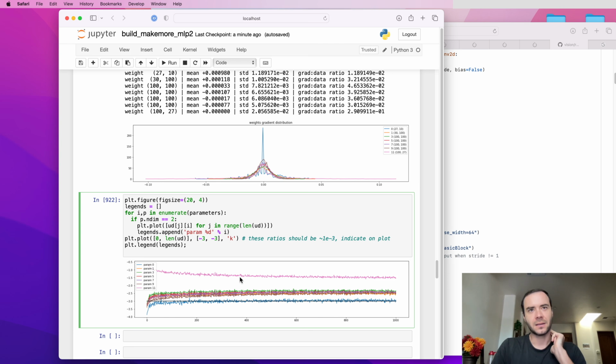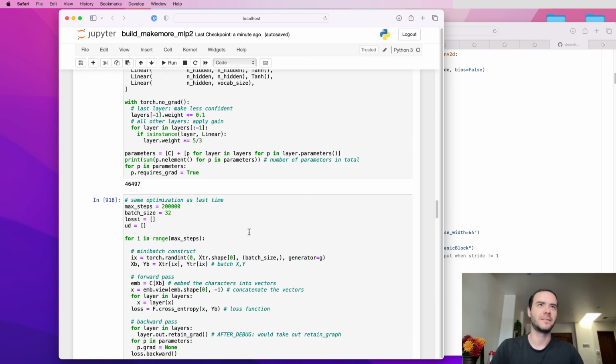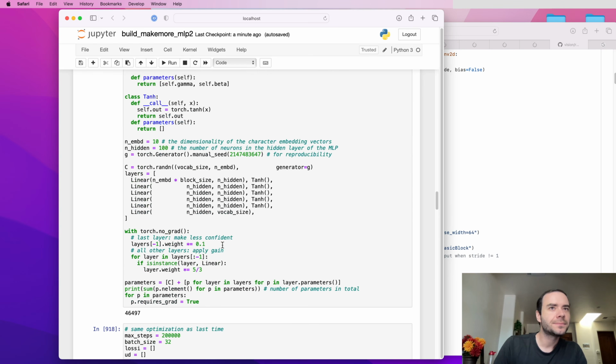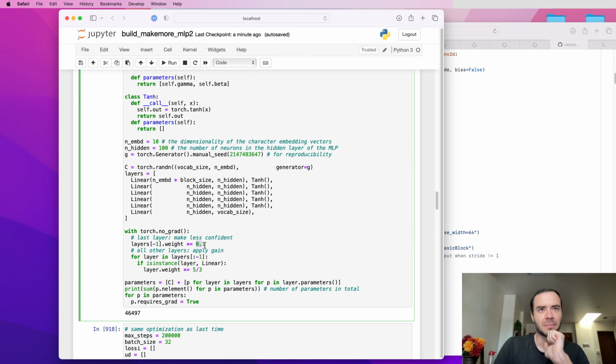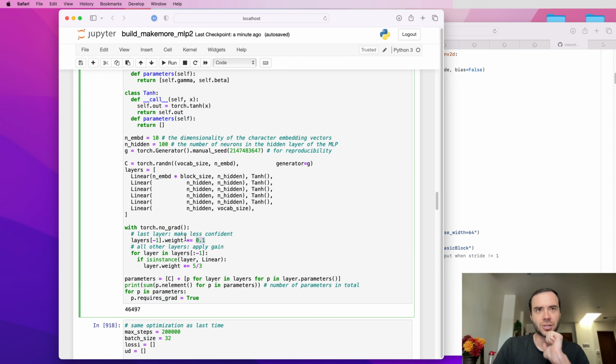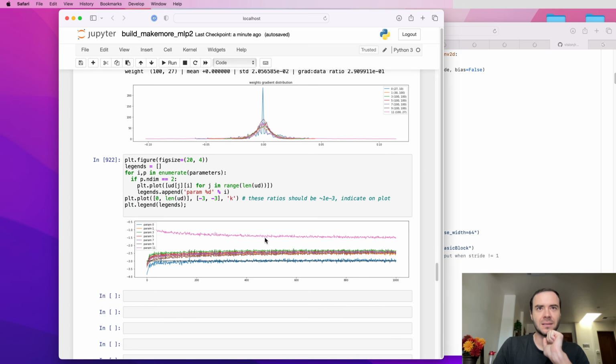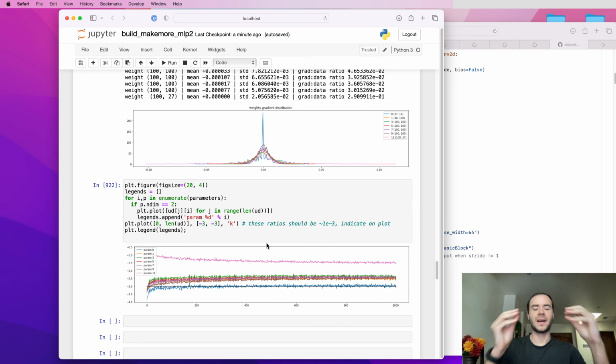But the reason that the final layer here is an outlier is because this layer was artificially shrunk down to keep the softmax unconfident. So here, you see how we multiplied the weight by 0.1 in the initialization to make the last layer prediction less confident. That artificially made the values inside that tensor way too low, and that's why we're getting temporarily a very high ratio. But you see that stabilizes over time once that weight starts to learn.